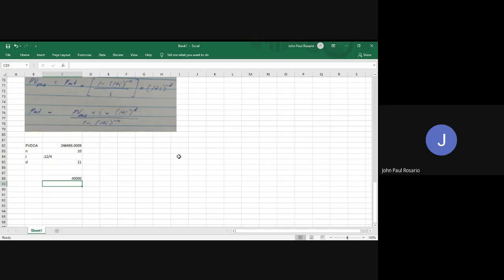Try ko na mag-derive sa formula, guys. Kung ma-derive ba siya. Si n ang pangutana, no?